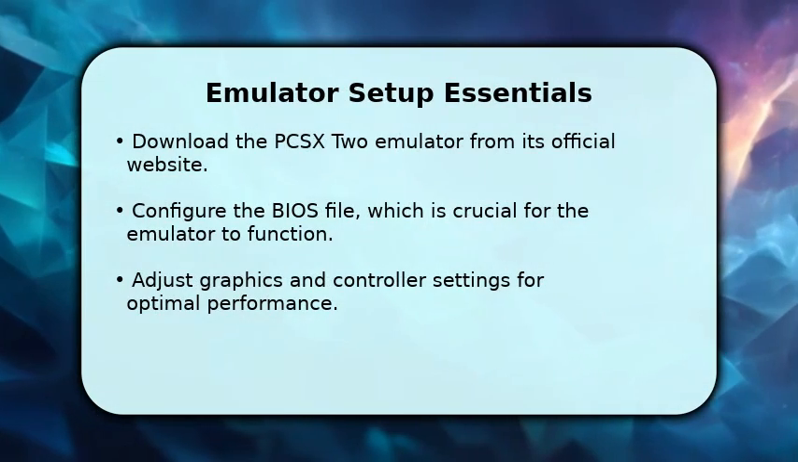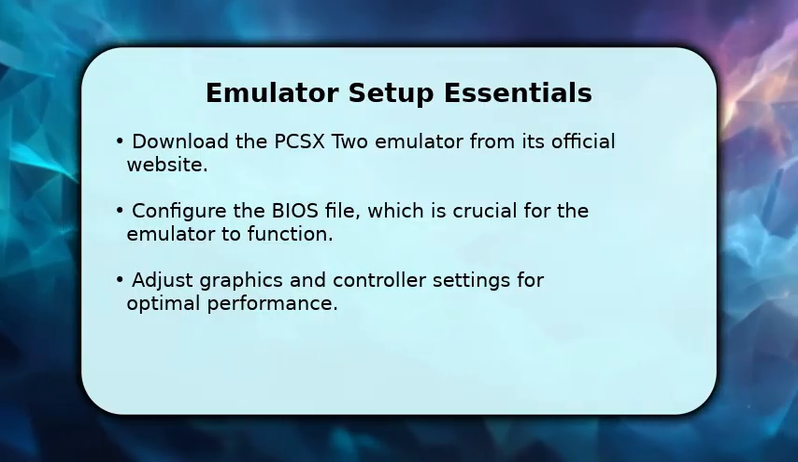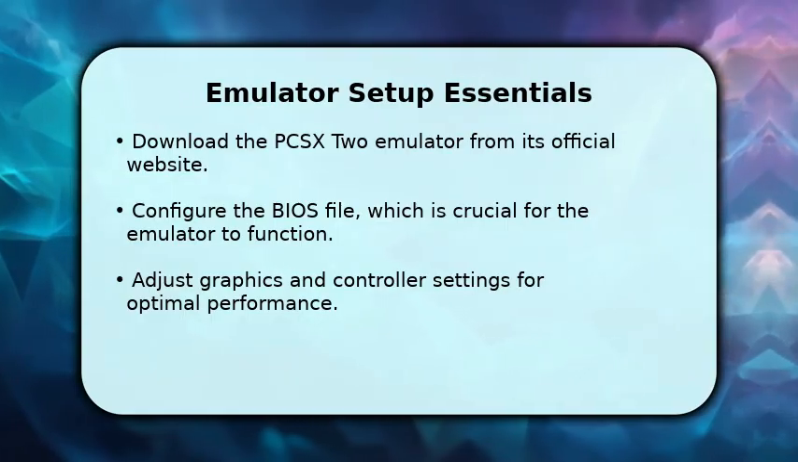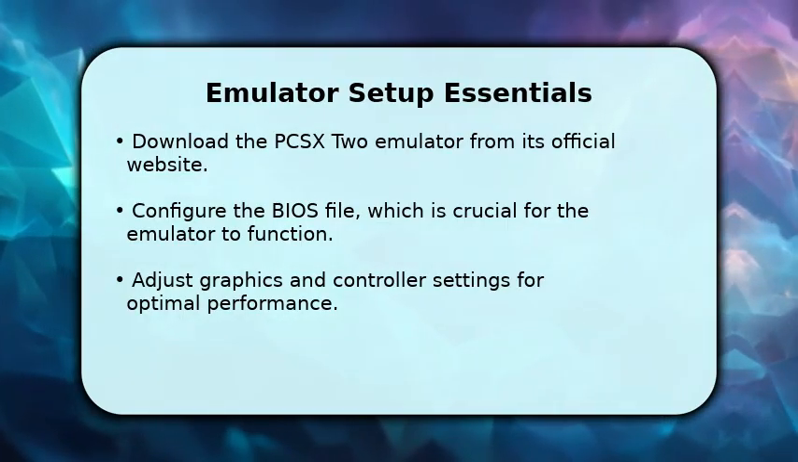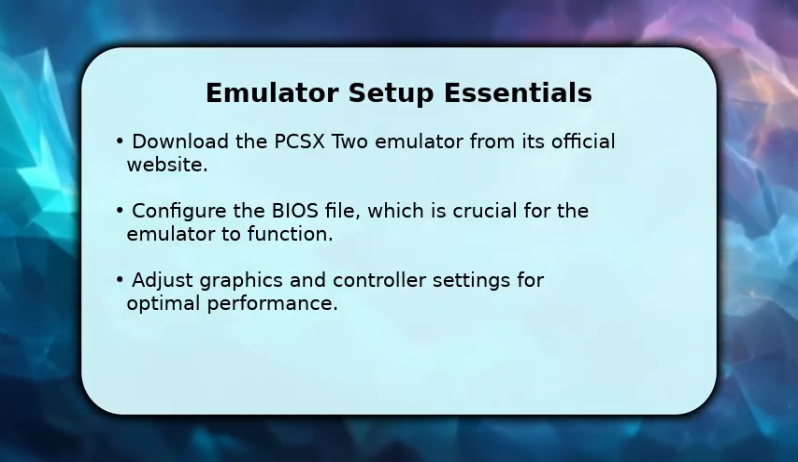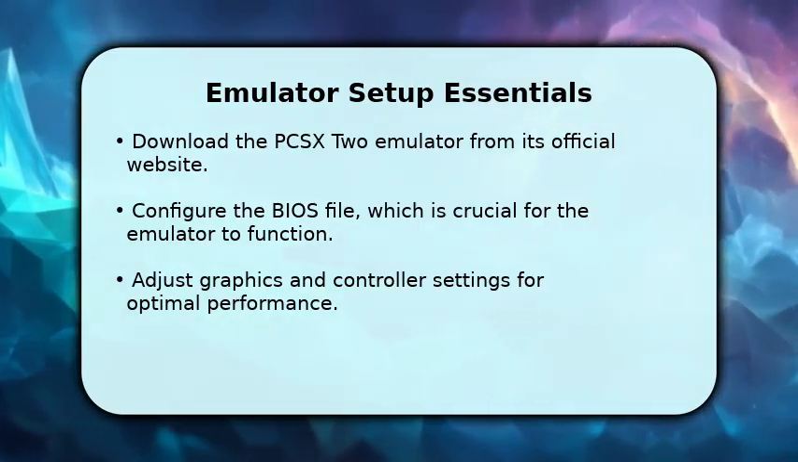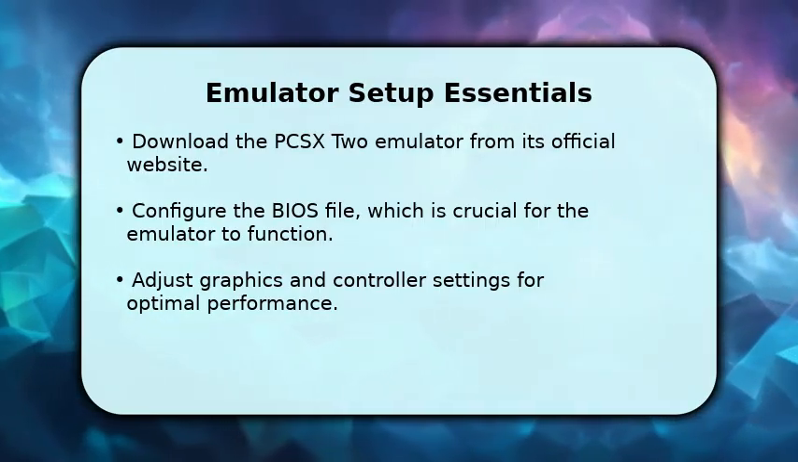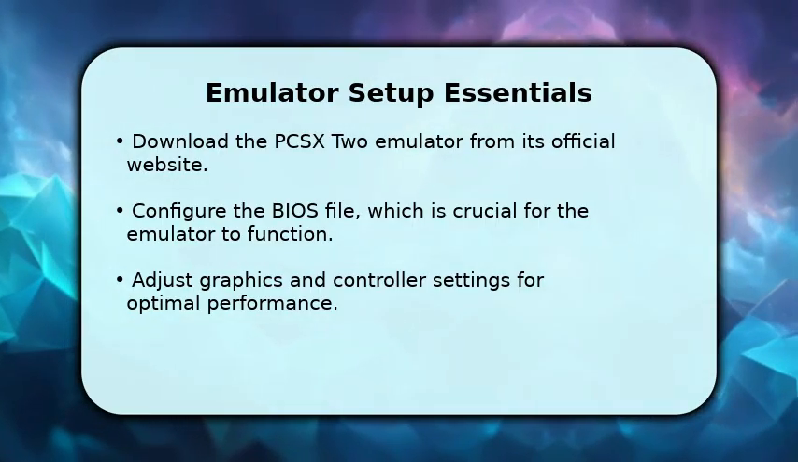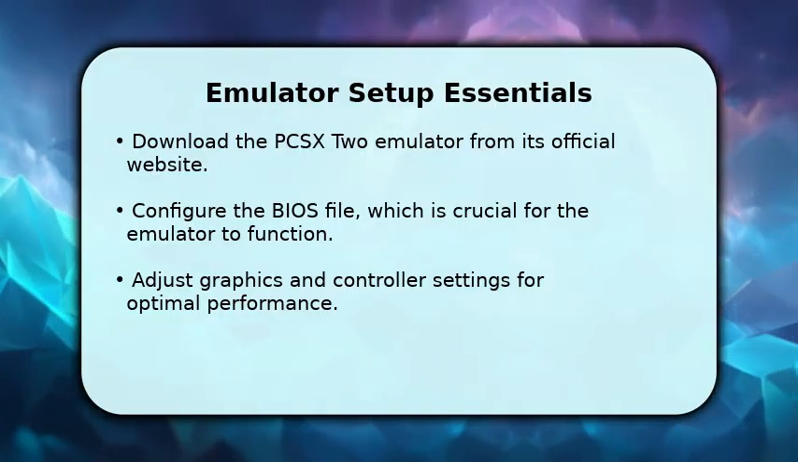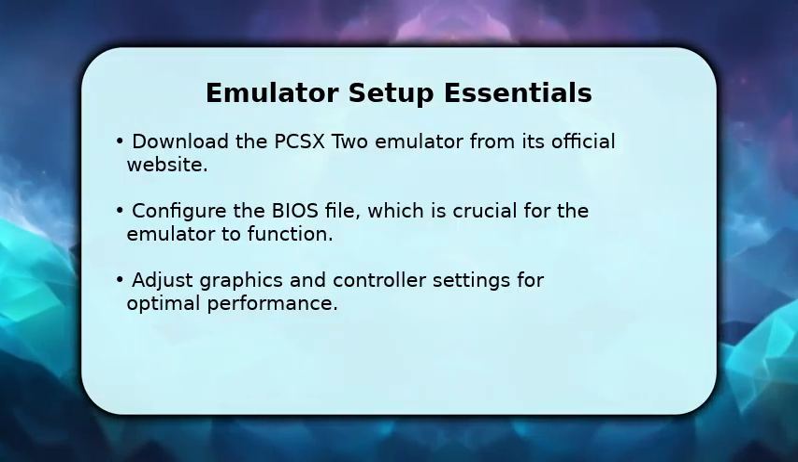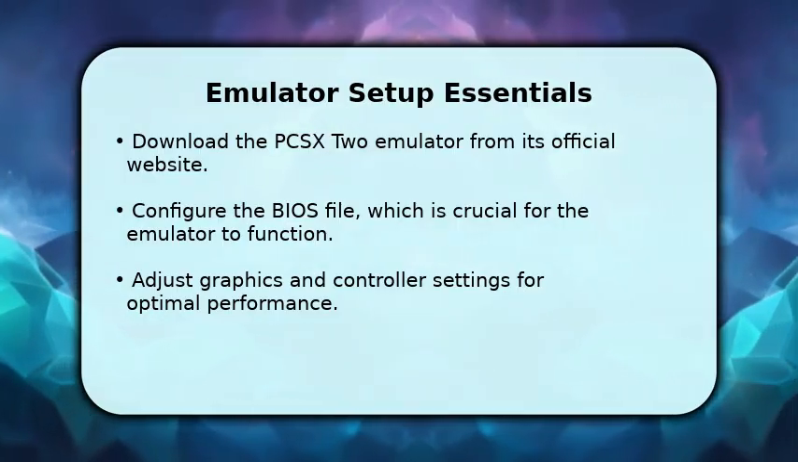Once you have downloaded the PCSX2 emulator, the next step is to set it up correctly. You'll need to acquire a PlayStation 2 BIOS file, which is essential for the emulator to boot games. After that, navigate through the configuration menus to fine-tune your graphics settings, perhaps increasing the internal resolution for a sharper image. Don't forget to map your keyboard or gamepad controls for a comfortable and immersive experience.